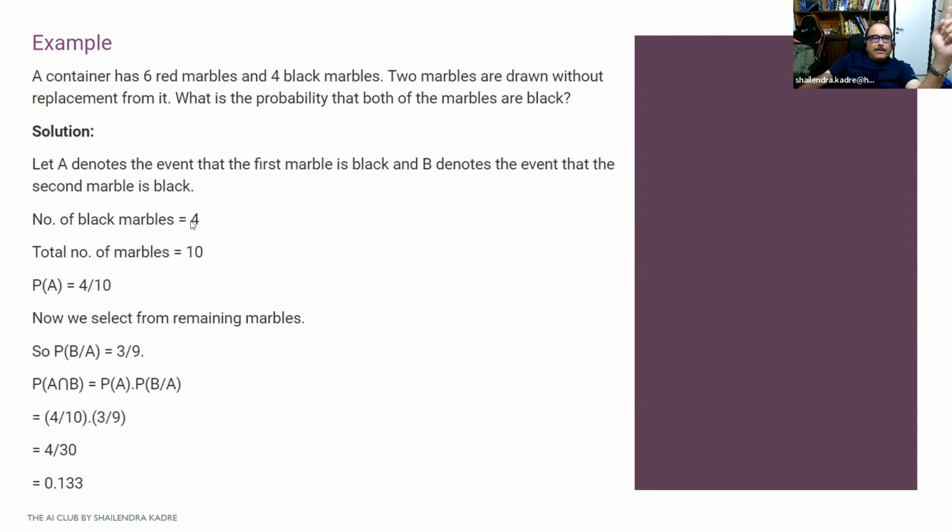Total number of black marbles is 4, and total number of marbles is 10, 6 plus 4, and out of that black are 4. So probability of getting black is how much? 4 by 10. Understood? Because there are only 4 black marbles. So probability of getting black, which is P(A), is 4 by 10.